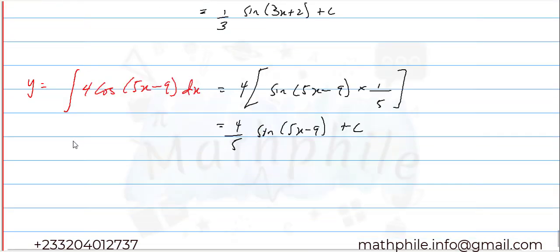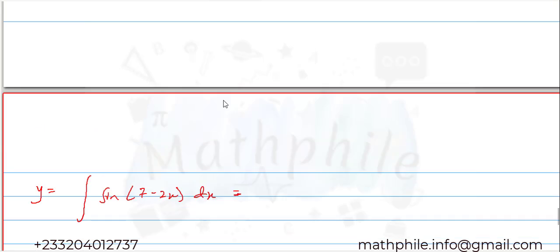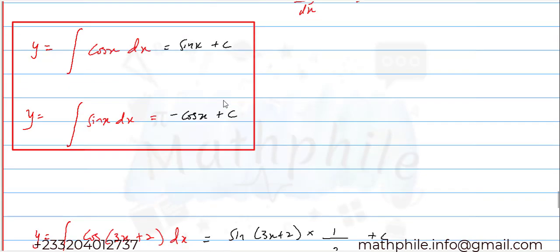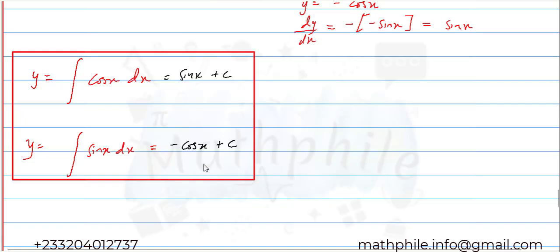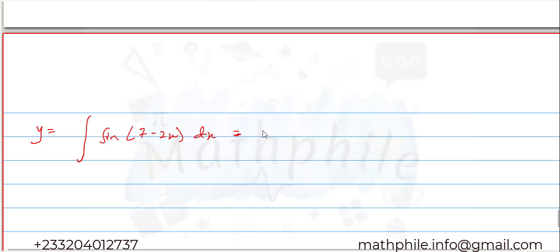So let's try one more example, then we end today's lesson. So we've got y is equal to the integral of sine 7 minus 2x dx. So the answer to this one is going to be, now we can go back to refer to the formula sheets. What would you get when you integrate sine? When you integrate sine, you get negative cos x plus c. So we go back, because we are integrating sine, we know the answer is going to be negative. So we go negative cos 7 minus 2x.